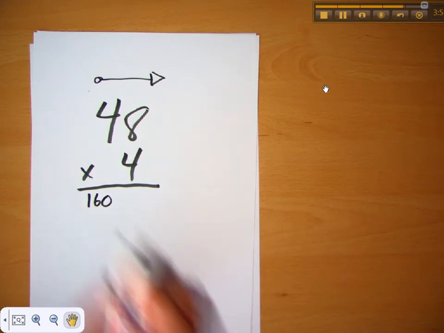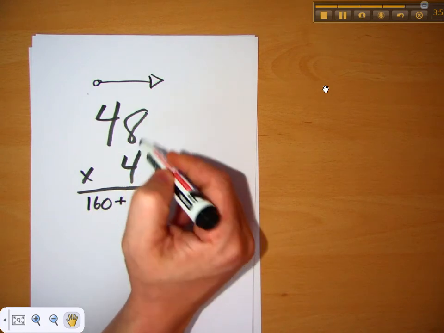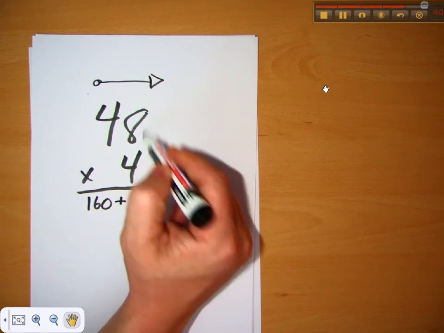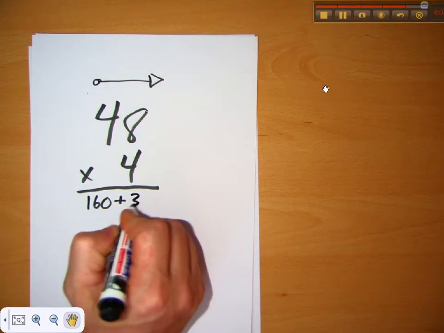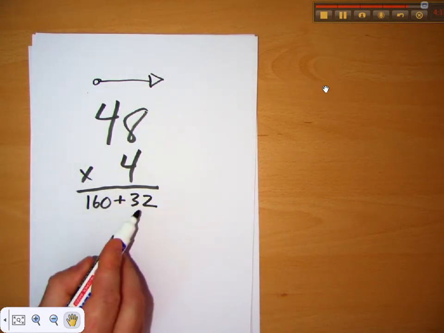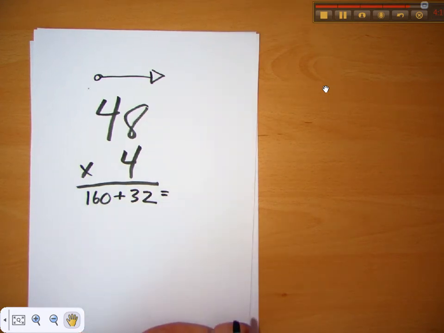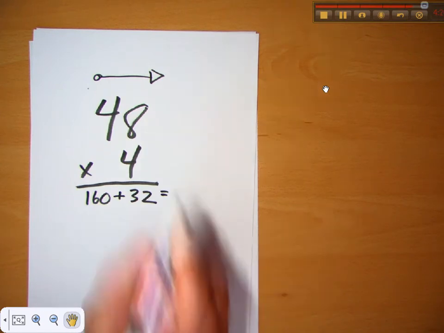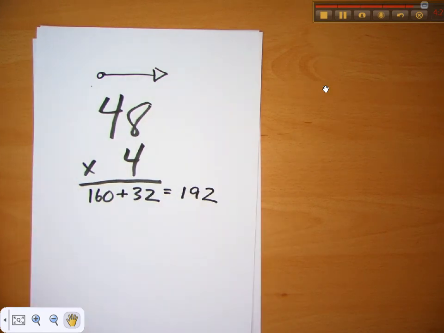Good. Now we're going to add that to the product of 8 and 4. Well, what is 8 times 4? If you know your times tables, you'll know that that is 32. And again, we've split this up into two parts, and now we combine the two parts. 160 plus 32. For some reason, I can do this in my head fairly quickly, and I hope you're getting quick at this as well. 192. All right? So that's partial products.